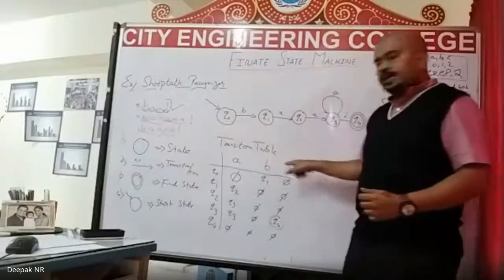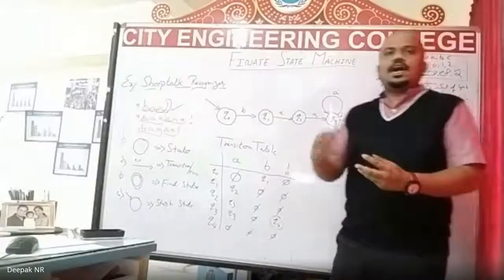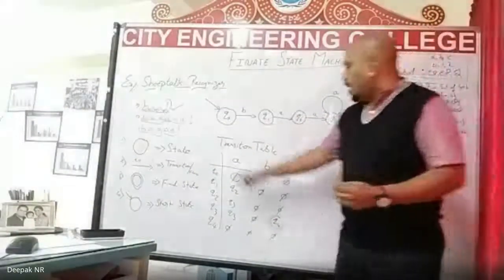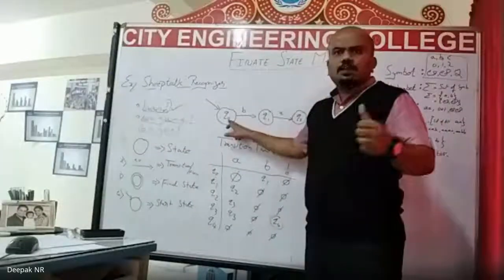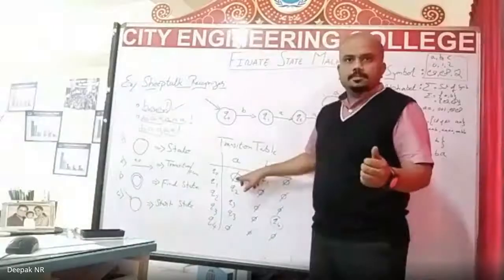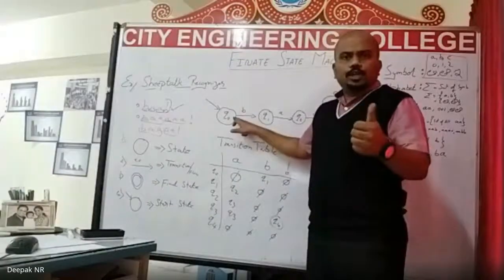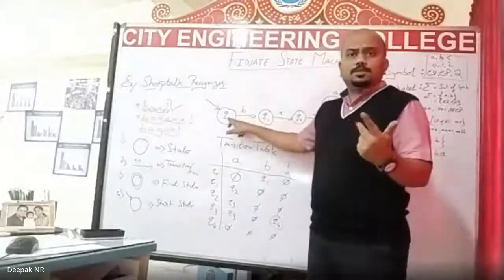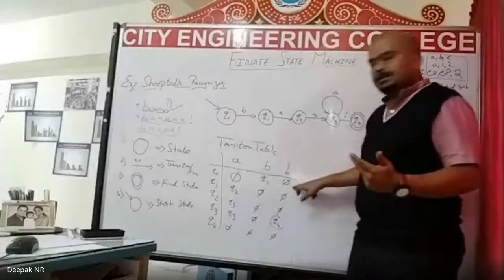Q0 only, if I get all these three symbols, where will I go? Or where will I jump? Or where will the flow happen? I'm in a state called Q0. If A comes, I'm not going anywhere. Whenever I say not going anywhere, I use the symbol called null. Q0, A, null. Q0, B, yes, I'm going to Q1. Q0, epsilon, not going anywhere, null.